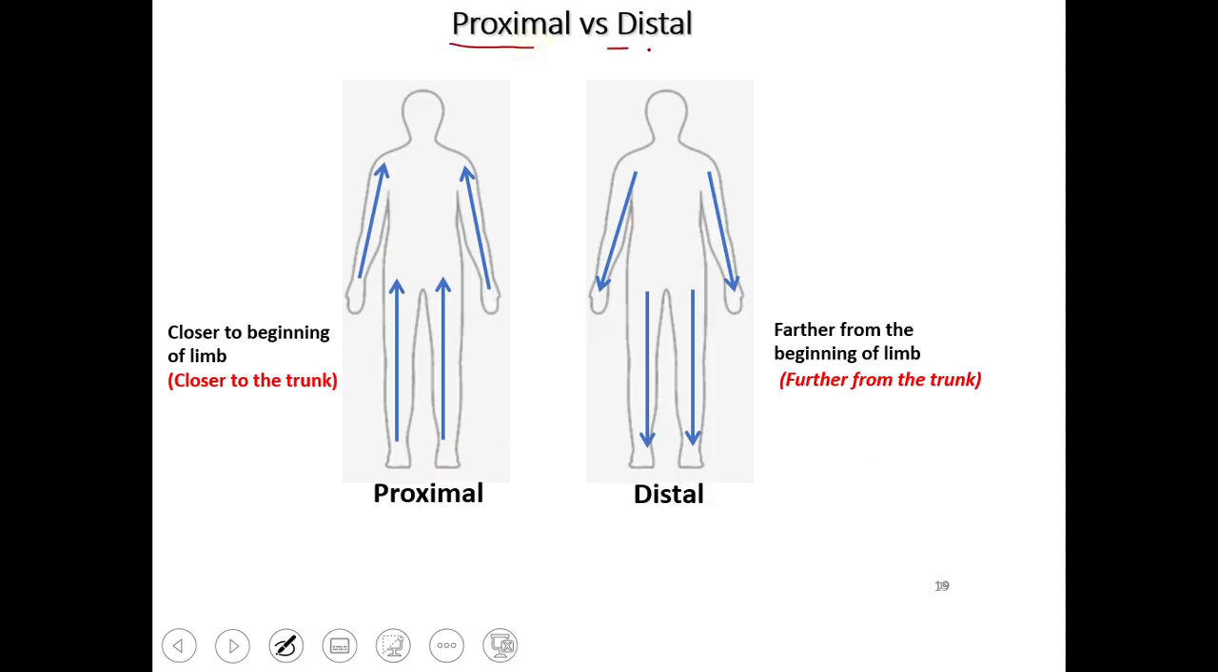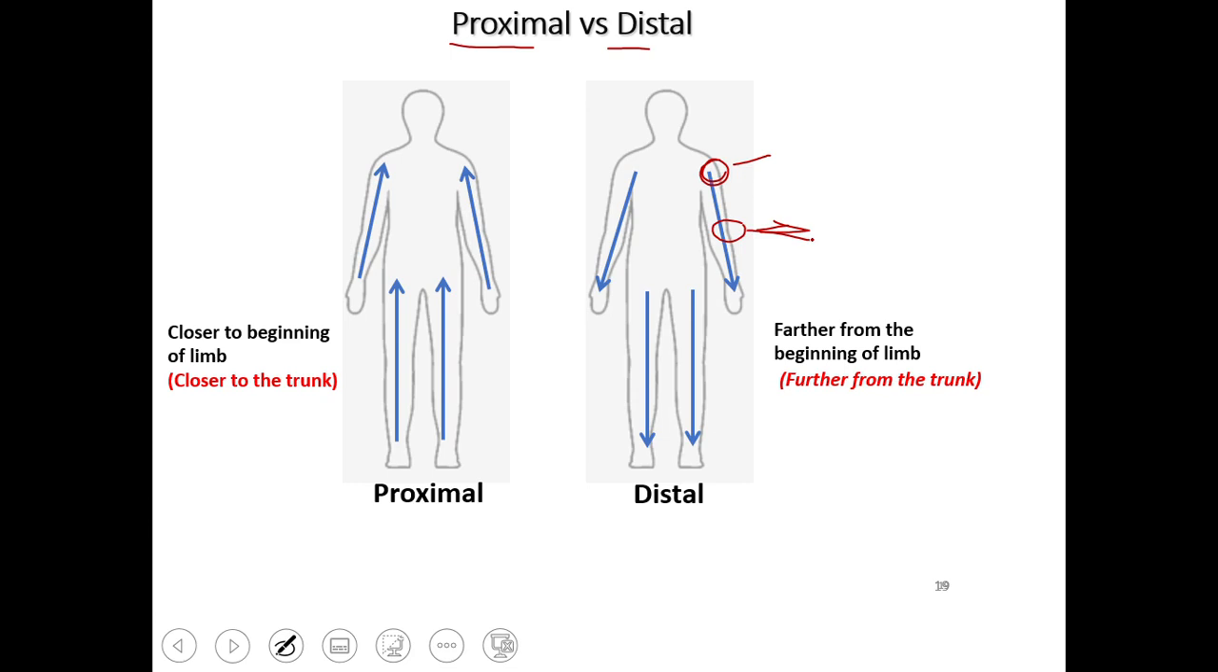Proximal and distal. So proximal means closer to the beginning of the limb or to the trunk, and distal means farther from the beginning of the limb. So here I am referring to the upper and lower limb joints. For example, here is the shoulder joint, which is the closest to the trunk, and here is the elbow. So how can we describe the relation between the shoulder and elbow joint? So the shoulder is closer to the trunk, so the shoulder is proximal to the elbow. Or you can reverse and say the elbow is distal to the shoulder.